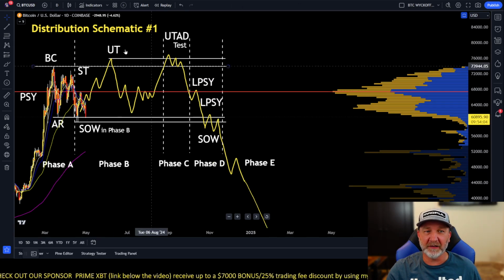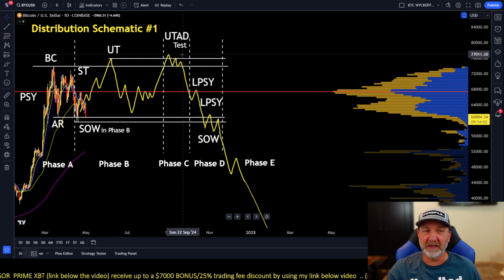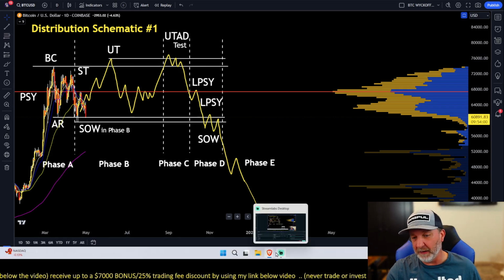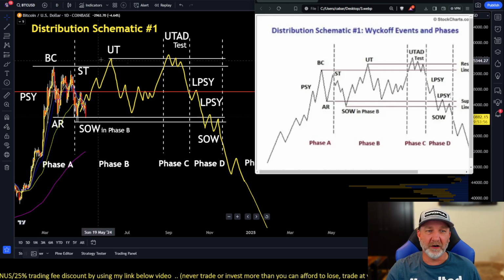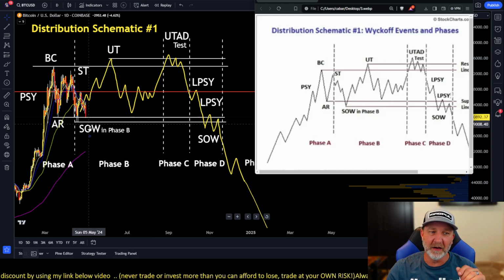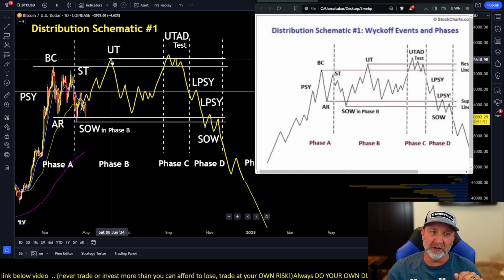Now, let's take a look at schematic 1. This shows the possibility of 2 more highs. And we'll pull that up on the chart here. Right here shows that same high. So if this SOW was to hold, it would be a good long up to here.